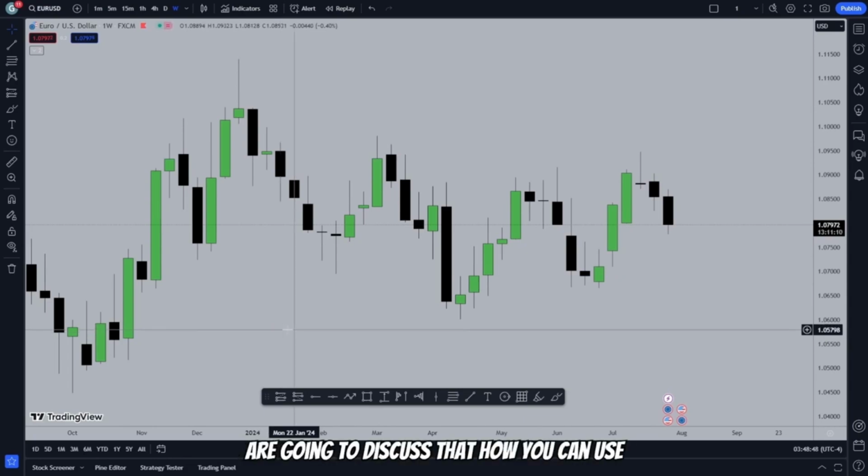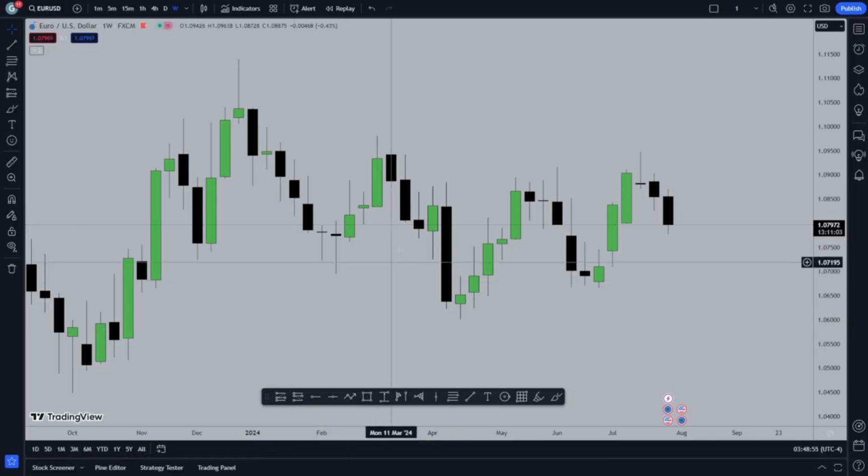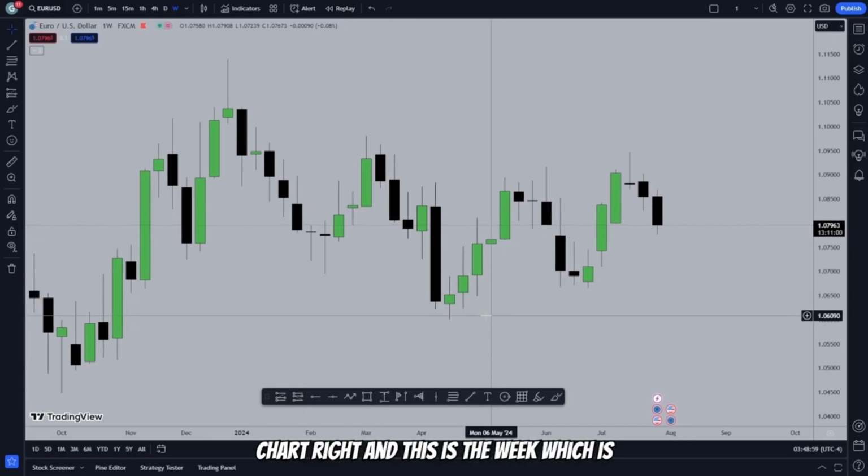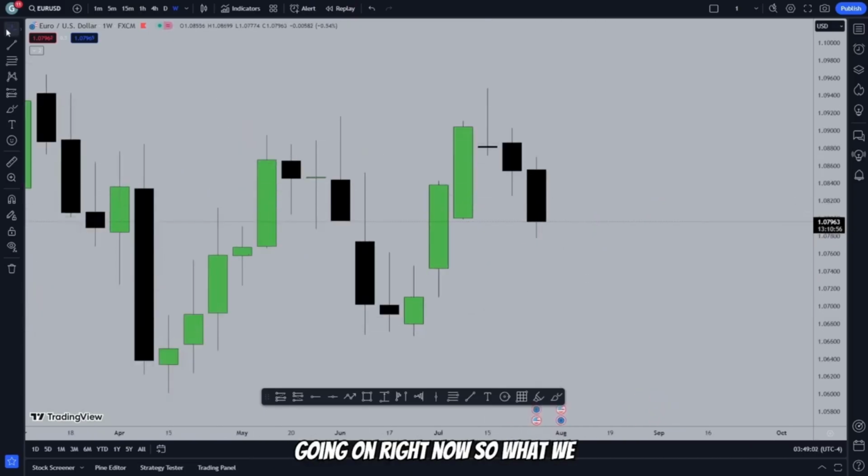So today we are going to discuss how you can use the weekly and daily time frame to take trades in a smaller time frame. Okay, so now you can see over here it's a Euro USD chart, right? And this is the week which is going on right now.